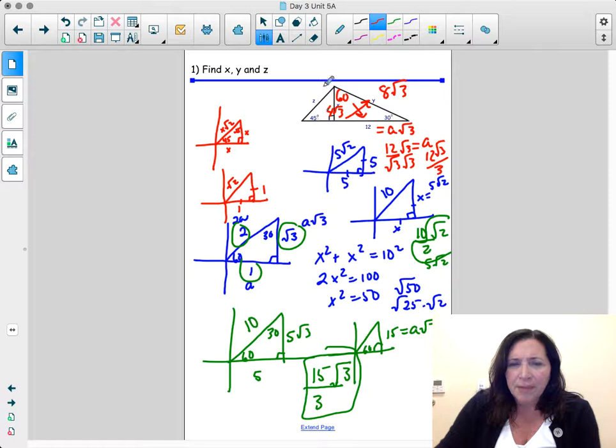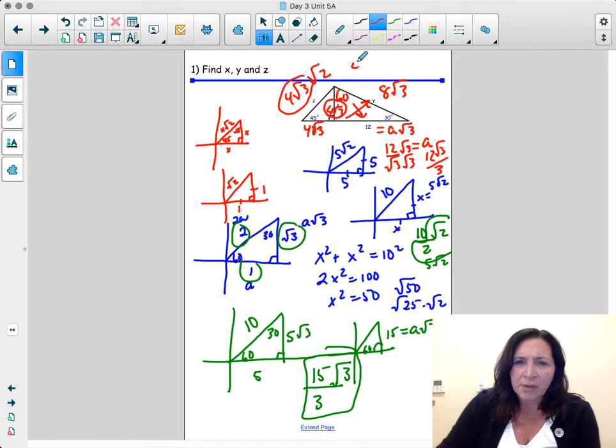And going back to the left side of the triangle, which is a 45, 45, 90, if that's 4 root 3, that's 4 root 3. And this would be 4 root 3 root 2. Remember, this is x root 2. And if this is x, I just have to multiply those two out. So my z is going to be 4 root 6. So z is 4 root 6, y was 8 root 3, and I believe x was 4 root 3.